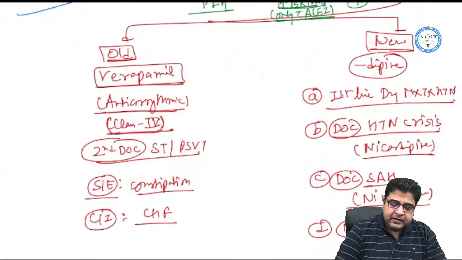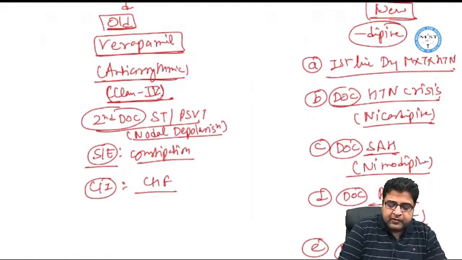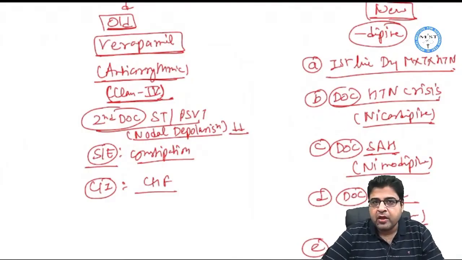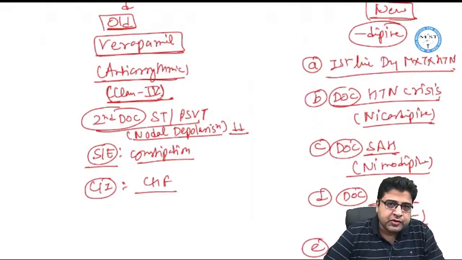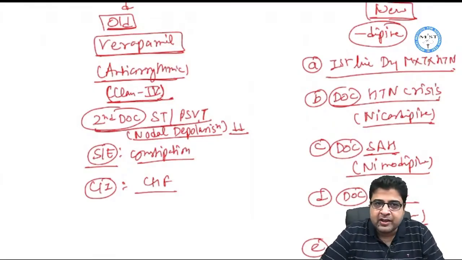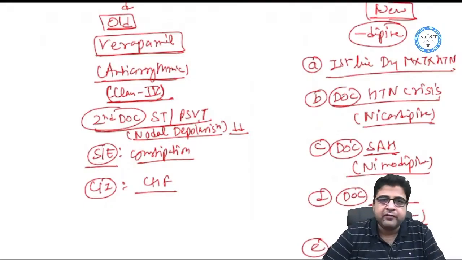Now when I give this medicine as an antiarrhythmic, verapamil will inhibit the nodal depolarization. The nodes of the heart are depolarized with the help of calcium ion. So these nodes cannot be depolarized if I give verapamil. So if I block the calcium, the nodes cannot be depolarized. So I can use this medicine as a second drug of choice for nodal arrhythmias. For example, sinus tachycardia, that is an arrhythmia from the SA node, and PSVT, that is an arrhythmia that starts from the AV nodal junction or AV node, right?